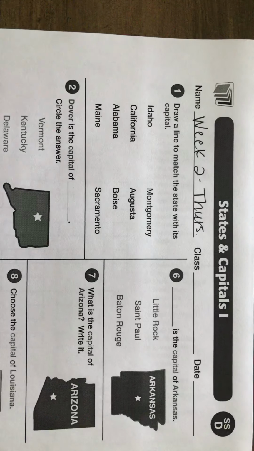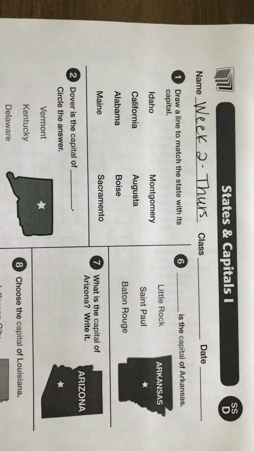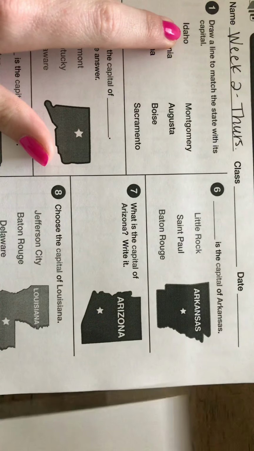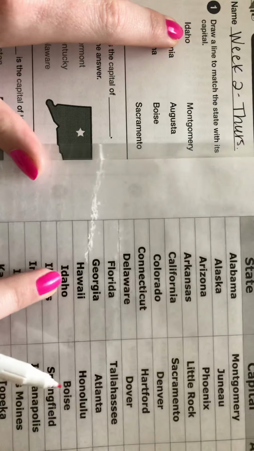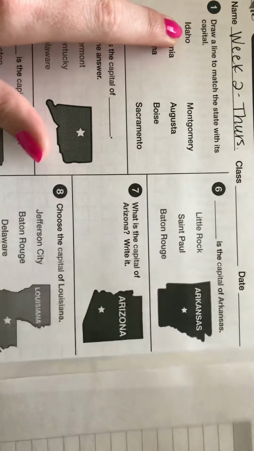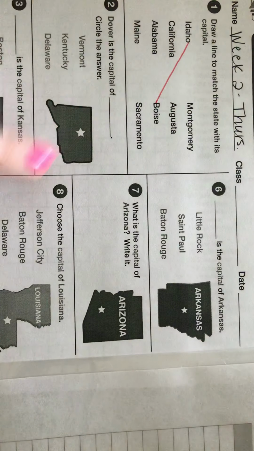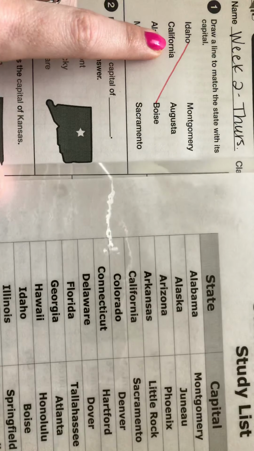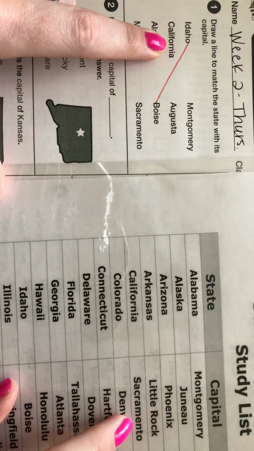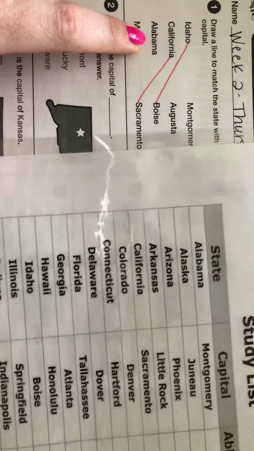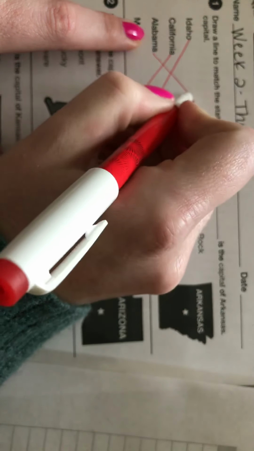Okay, Thursday's paper. Number 1, draw a line to match the state with its capital. Okay, so first let's look at Idaho. And Idaho goes with Boise. So I'm going to draw a line from Idaho to Boise. California, Sacramento. Alabama, Montgomery. And last but not least, Maine goes with Augusta.